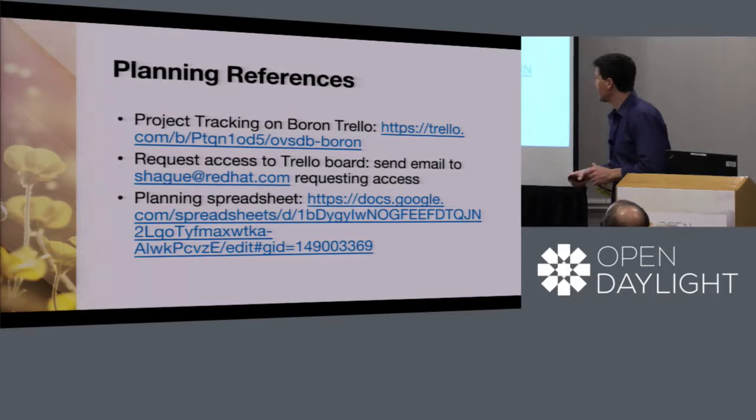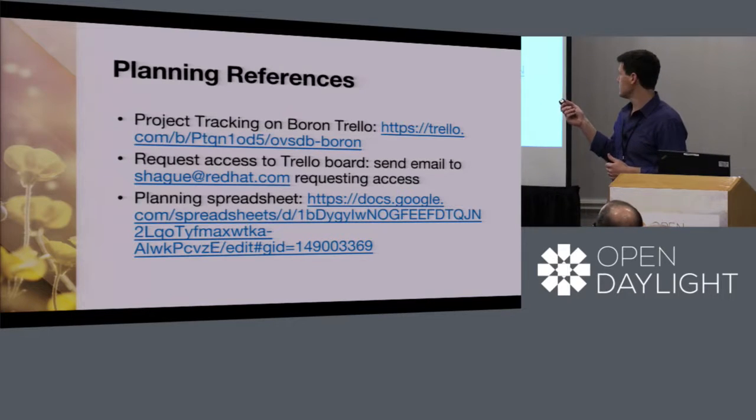Planning references. Our project uses Trello, just like a lot of the OpenDaylight projects. That's what that first link is. The OVSDB Boron board is our project, and that's where we're tracking things. Right now there's just one task in there, the release planning task. If you want to get on that board, just send an email to me, and we'll get you access to the board. You can see all the features.